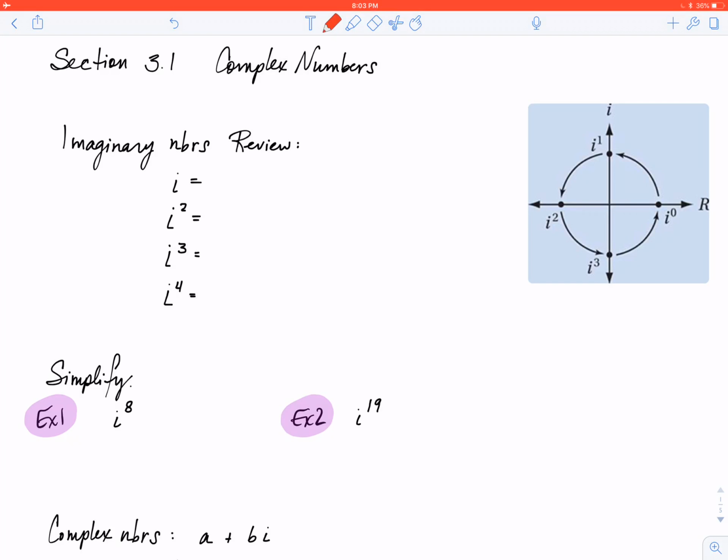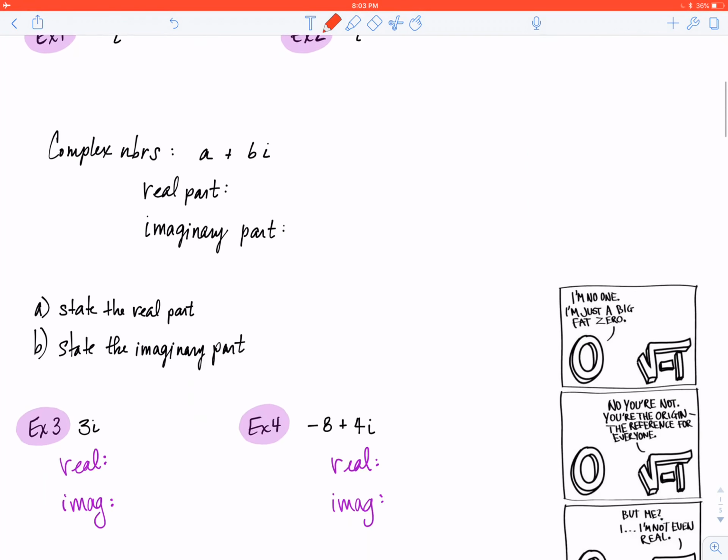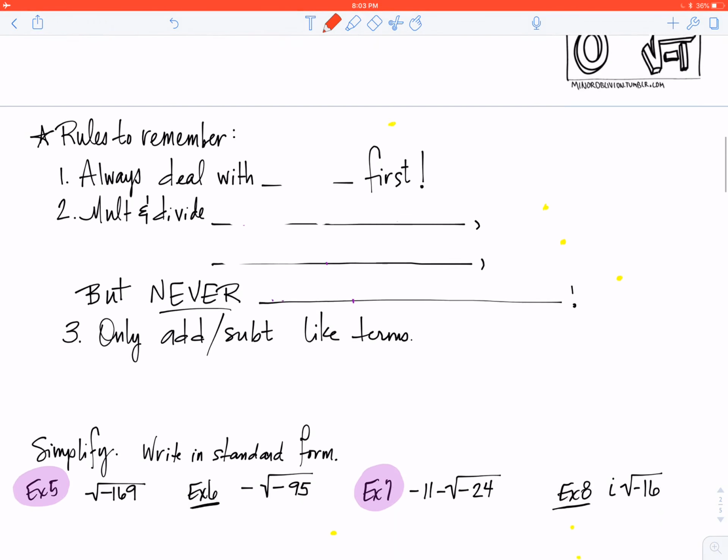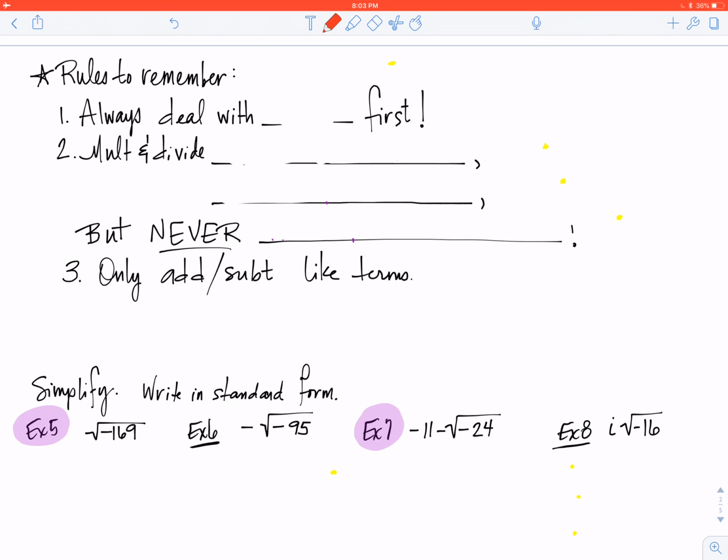Hey folks, let's take a look at a few rules in section 3.1 dealing with complex numbers, and let's work a few examples. If you will go down please to some rules to remember. These are Math 102 rules. These are things that you have seen before, so this is just a reminder.